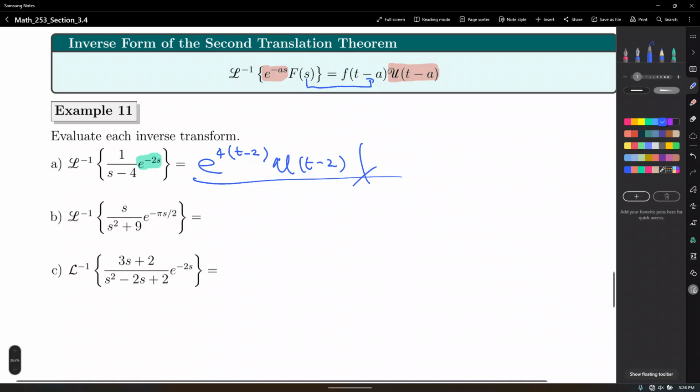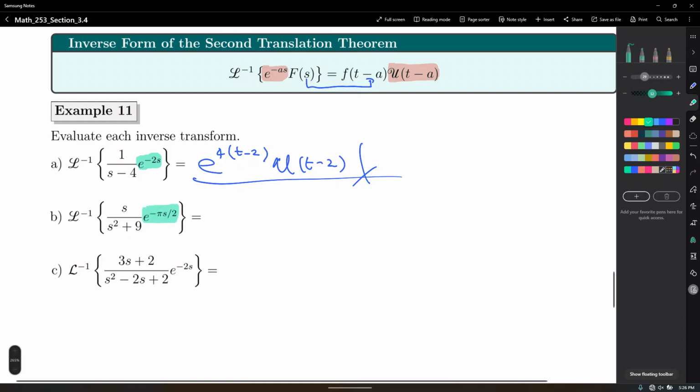Again, what are we going to do? We pretend that we don't have the translations. What's the transform of e to the 4t? Isn't that 1 over s minus 4? But because of the translation, we multiply by e to the negative 2s. So, same. All right. Inverse transform of s over s squared plus 9.